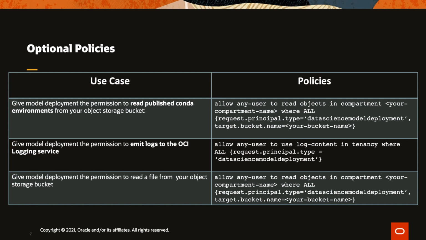So the policy is to allow any user to read objects in a particular compartment where the principal type is data science model deployment, and in your particular bucket called, in this case, your bucket name. So you would have to replace this value with the name of your bucket where those published condas reside. So this is the case where you save a model to the catalog and you specify that this model should be using a particular inference environment that is published and available in your tenancy.